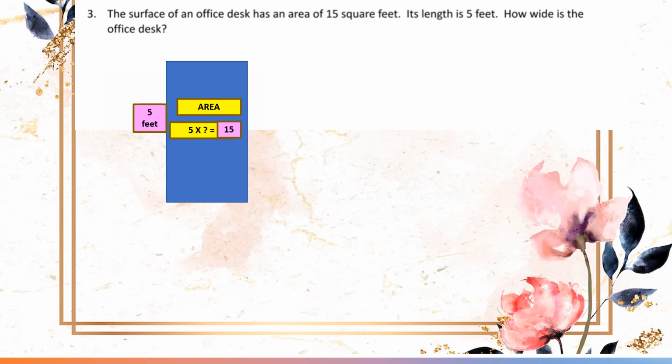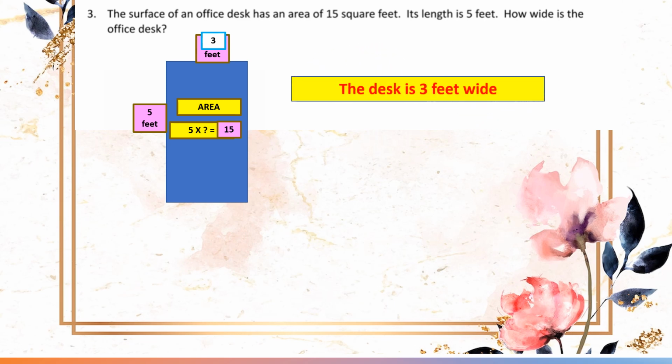Well, we should know what that is. 5 times something equals 15. 5 times what equals 15? 3. If you said 3, you're absolutely correct. So 3 is our missing width. So the answer to this question is the desk is 3 feet wide. This was an easy one.